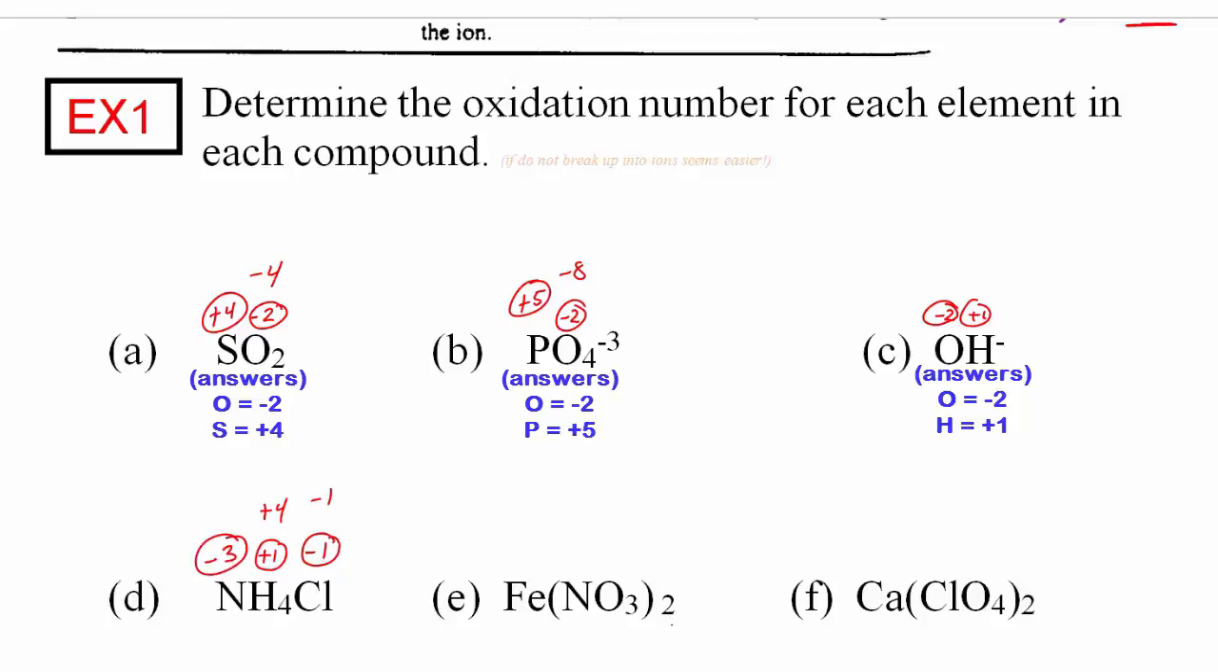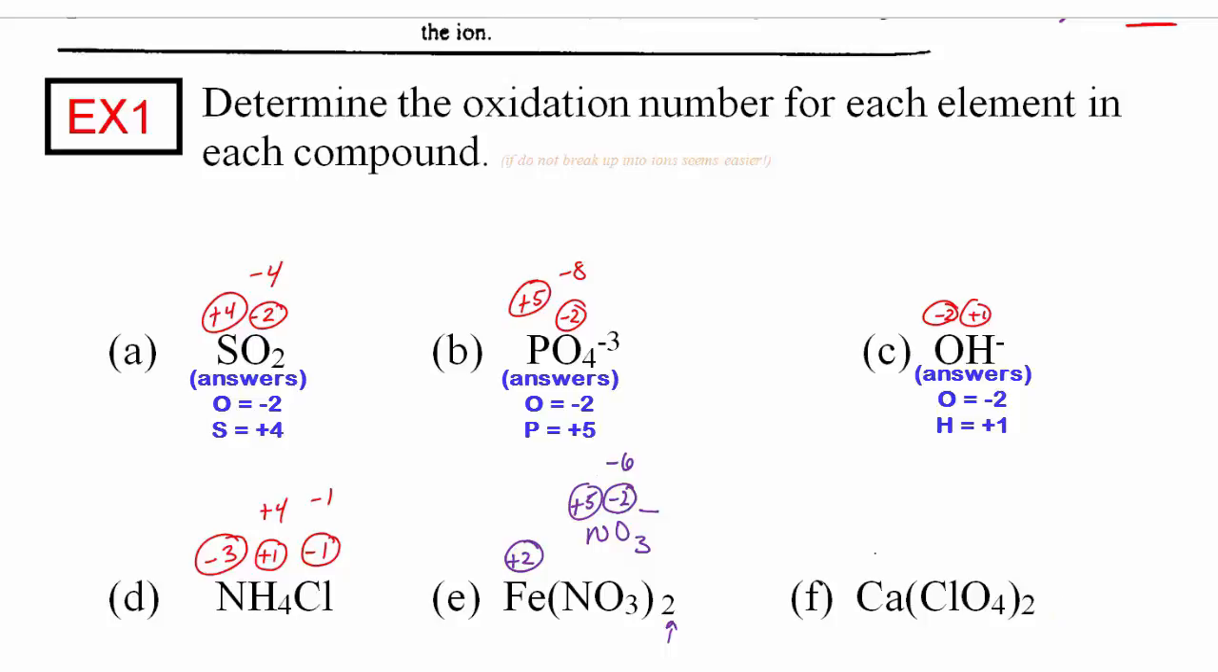Iron 2 nitrate. Remember, this 2 is coming from the iron, so iron has to be a positive 2. Now nitrate is really NO3 minus, right? So each oxygen is always negative 2. 3 times negative 2 is negative 6. Nitrogen has to be what? Positive 5. It's a positive 5 and negative 6 would be a negative 1.